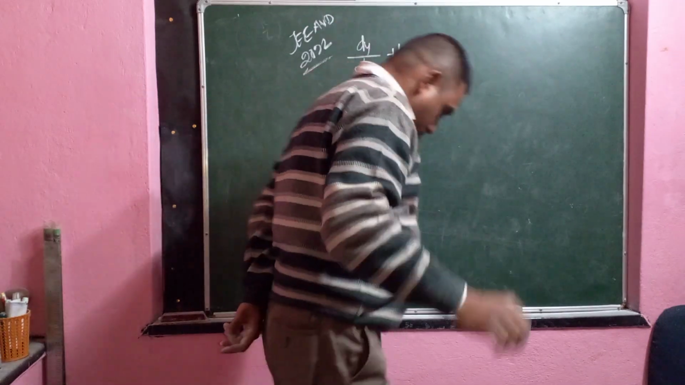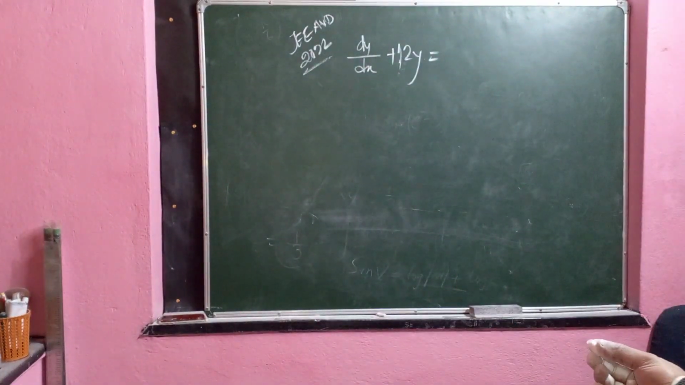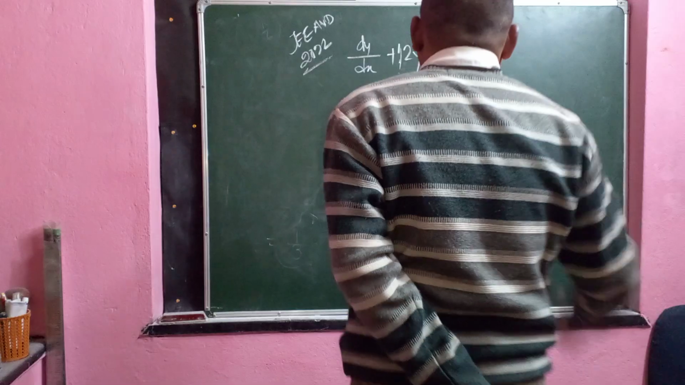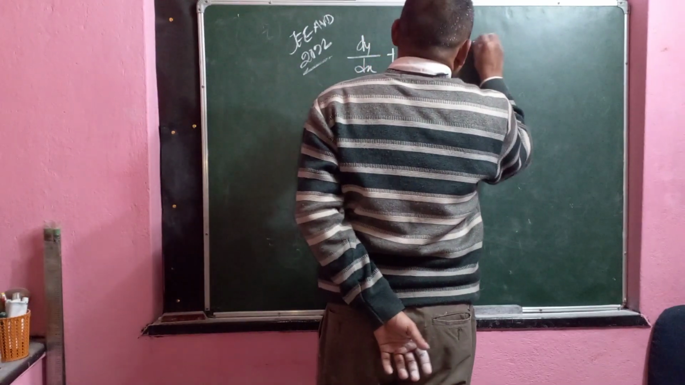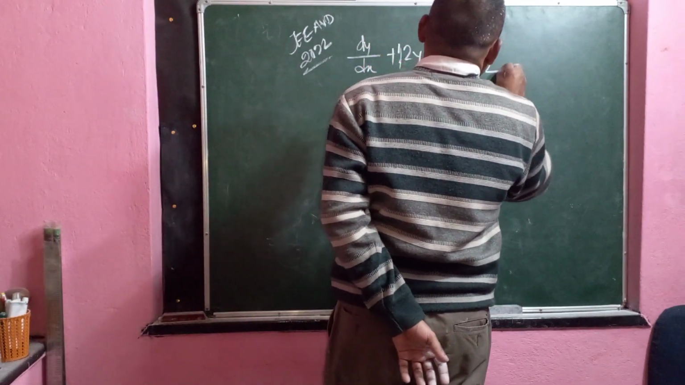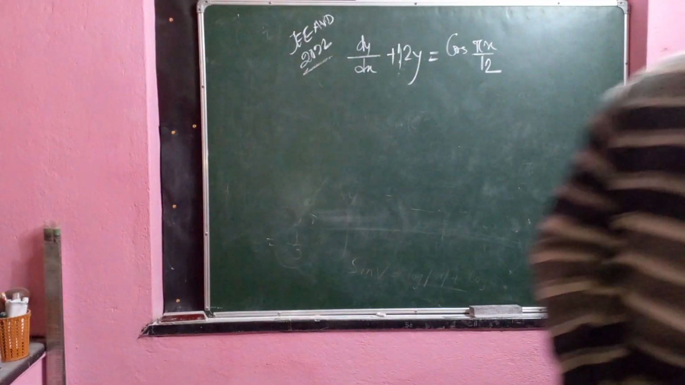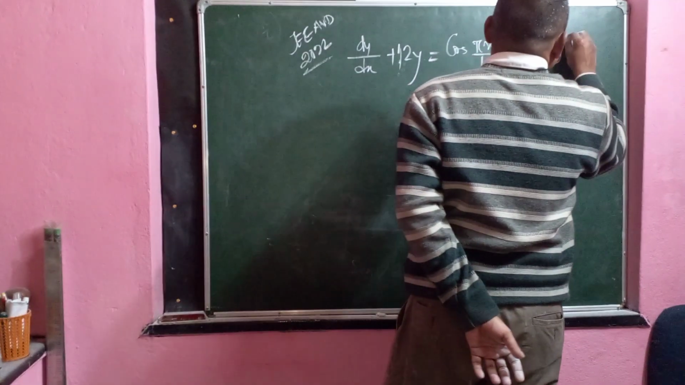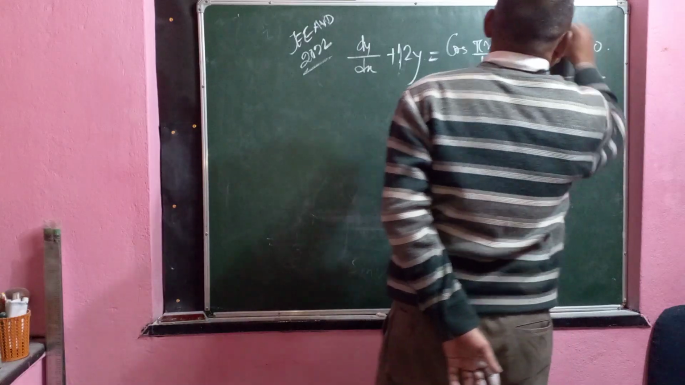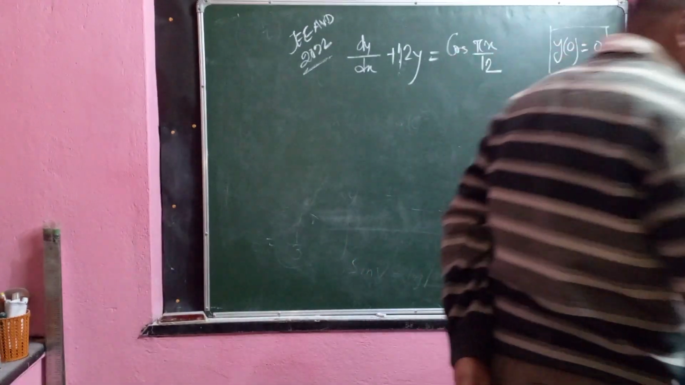dy/dx plus 12y is equal to cos(pi x by 12). And it is given that y(0) equals 0. This is given. So how do you solve this?